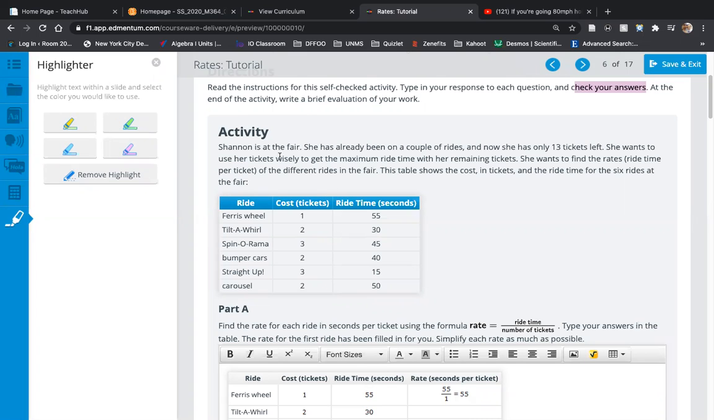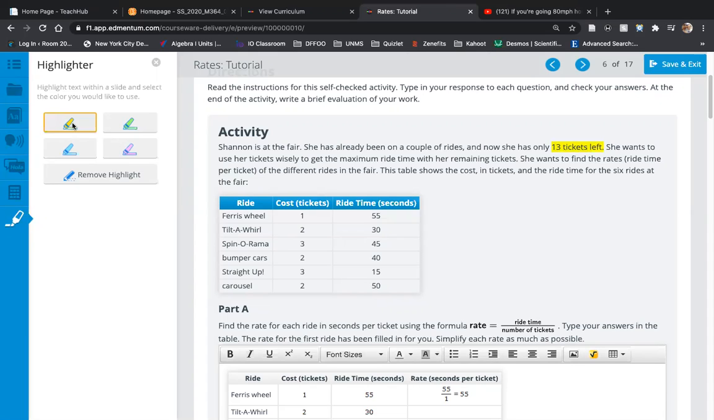All right, so let me get you started on this section here. It says that Shannon is at the fair. She has already been on a couple of rides, and now she only has 13 tickets left. Okay, so again, that looks important, so let's highlight it. It says she wants to use her tickets wisely to get the maximum ride time with her remaining tickets, right? So she's not concerned about how fast the rides are going or how high they're going. The only thing that she's worried about is how long she's spending on these rides, okay?